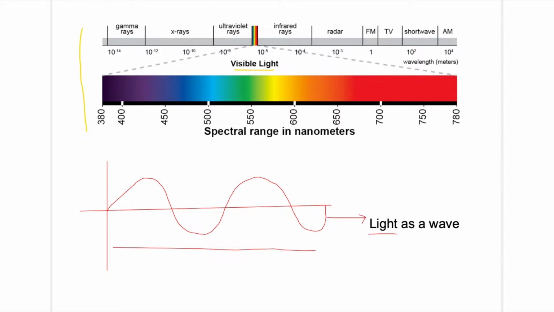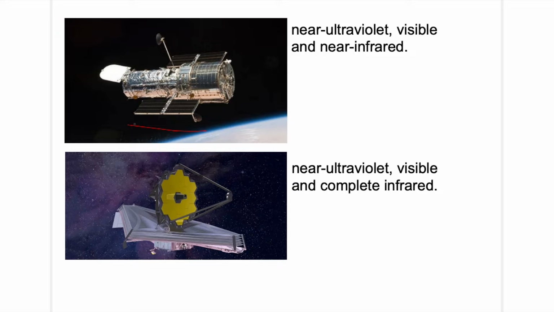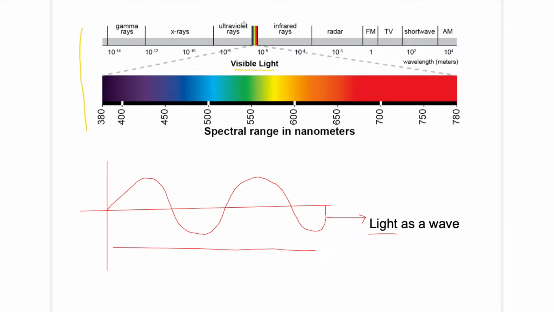So now let's talk about the Hubble telescope. Yes, this telescope can only detect near ultraviolet, visible, and near infrared light rays. That means it could only detect, per se, around this region. So it could only detect around this region out of the entire light spectrum. So that's really less. That's like barely any part of it, right?